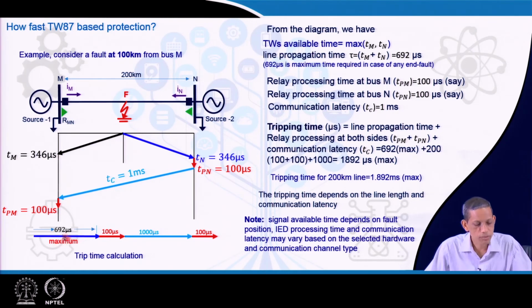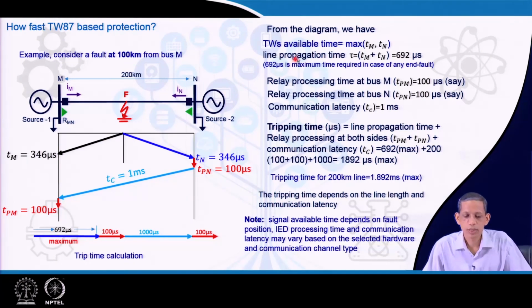So, this is what you can say that maximum it will take 692 microseconds to reach here to the N, and then this 100 and then this 1000, there is 1 millisecond communication time, and then the local 100 microsecond. So, this is the total maximum time which the relay might take for decisions. So, that is why we say here travelling wave available time. The travelling wave reaches the maximum of Tm and Tn.